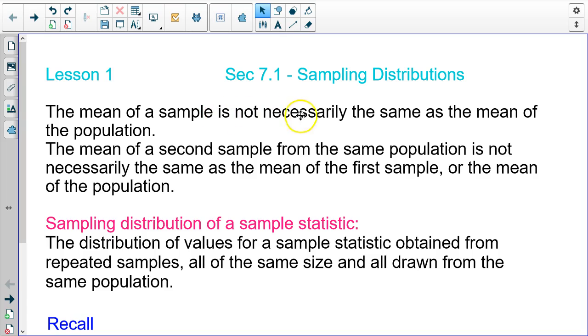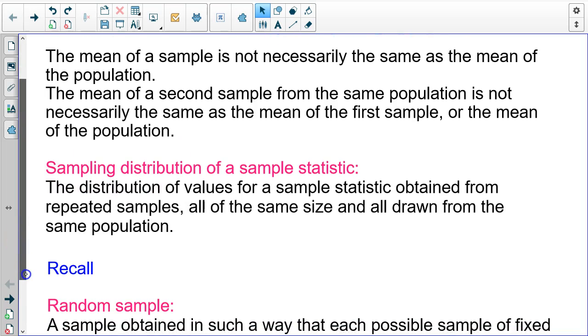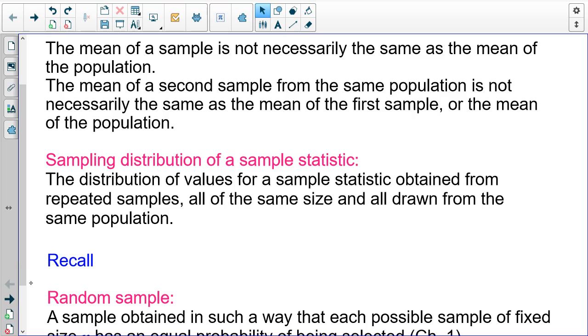The mean of a sample is not necessarily the same as the mean of the population. That makes sense, doesn't it? Let's say you take Patrick Henry Community College, right? And you find the average height on campus, and then you find just a sample of 20 people and you find the average height. It's not necessarily going to be the same, right? So then think about if you take a mean of a second sample from the same population, it's not necessarily going to be equal to the population mean either, and it's not necessarily going to be equal to the mean of your first sample, right? They could be totally different as well. Hopefully similar, but they don't have to be exactly the same, all right?